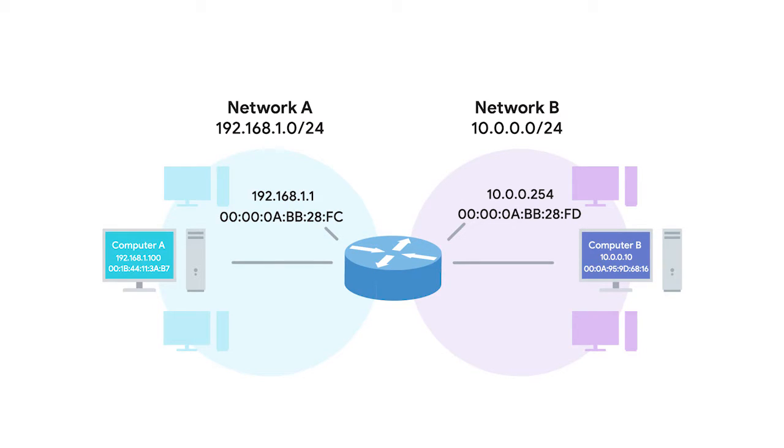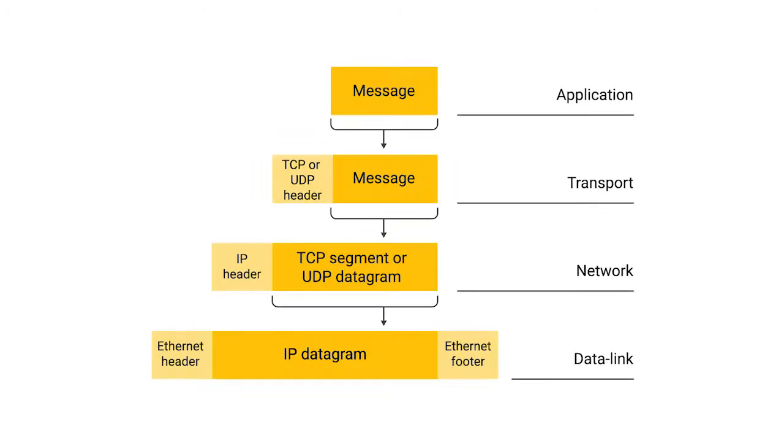A computer on network A with an IP address of 192.168.1.100 sends a packet to the address 10.0.0.10. This computer knows that 10.0.0.10 isn't on its local subnet, so it sends this packet to the MAC address of its gateway, the router. The router's interface on network A receives the packet because it sees that destination MAC address belongs to it.